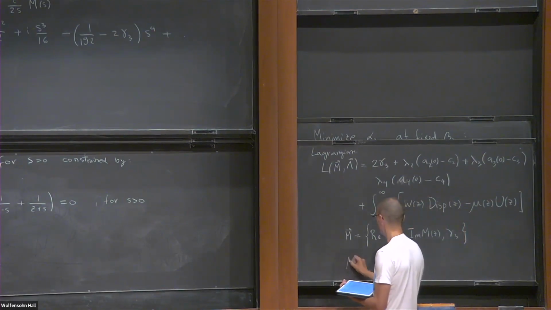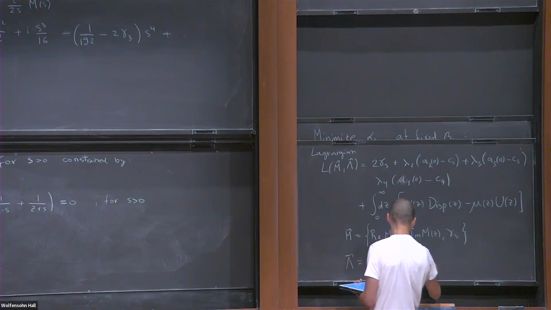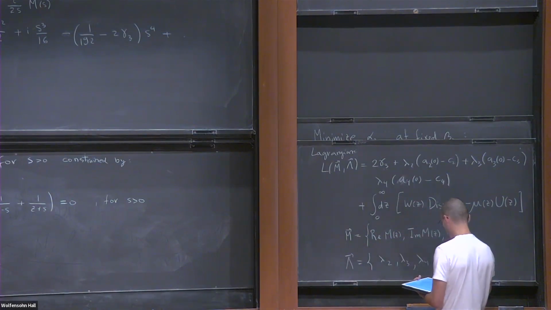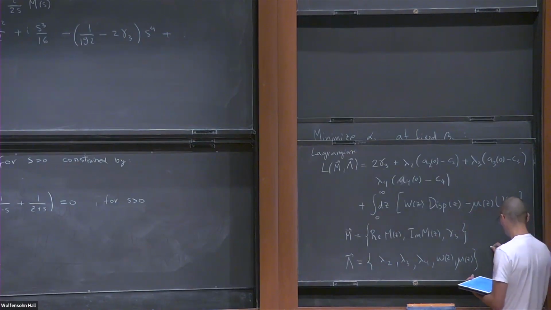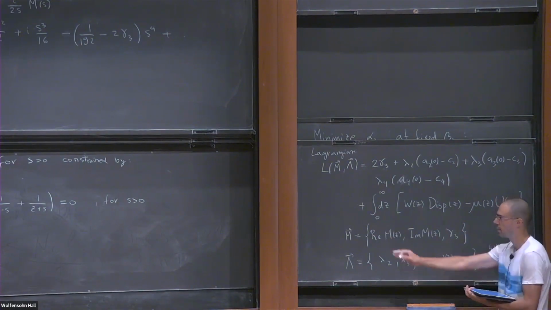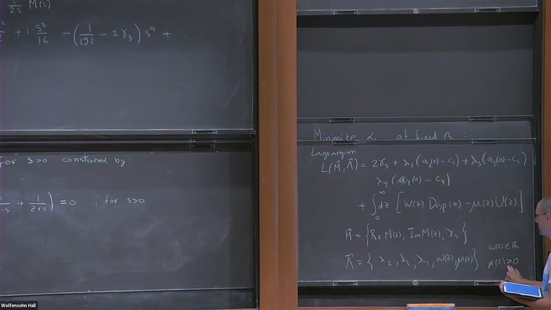So the dual variables are the lambdas, lambda 2, lambda 3, lambda 4, and these functions, omega of Z and mu of Z. And the point is that omega of Z is just some real function, but mu is positive, because you have an inequality there. U of S is an inequality. So here you also have the corresponding Lagrange multiplier is a positive number.